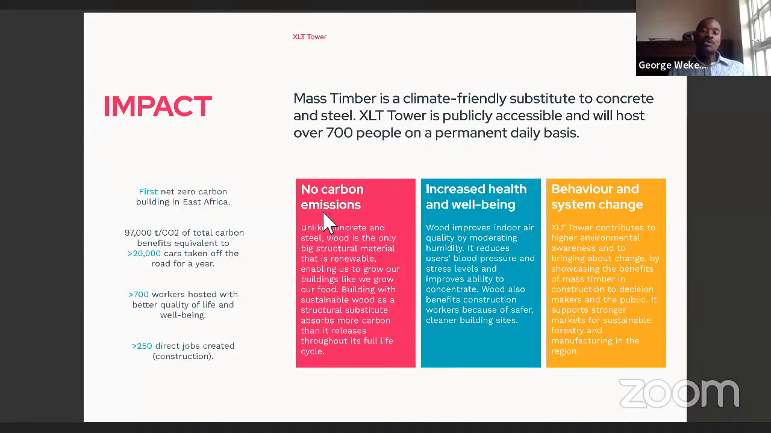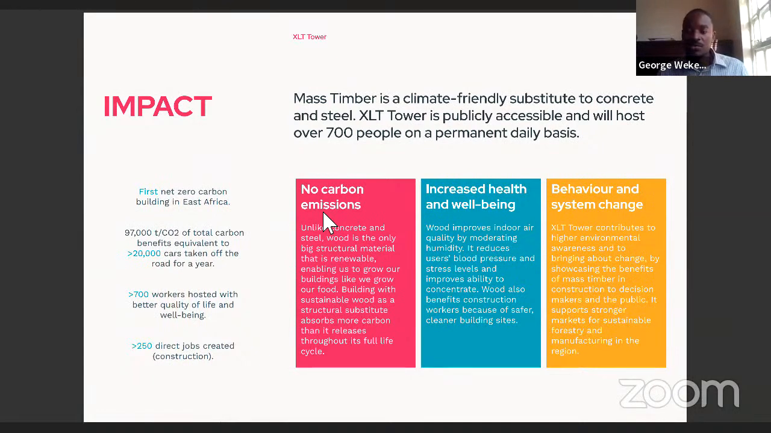And the overall impact we're looking at with this is that mass timber, being a very climate-friendly substitute to concrete and steel, will definitely reduce the carbon emissions in the building. And there are studies that show how your exposure to timber within the indoor space lowers your blood pressure, reduces stress, and improves your concentration levels, which in work environments has an overall performance advantage.